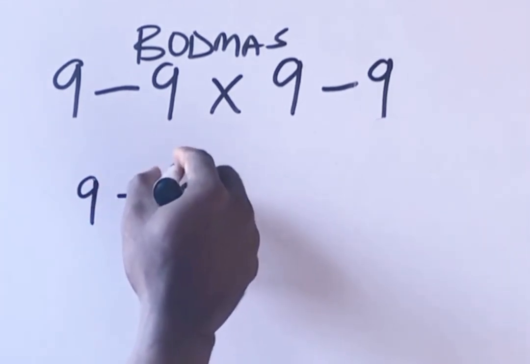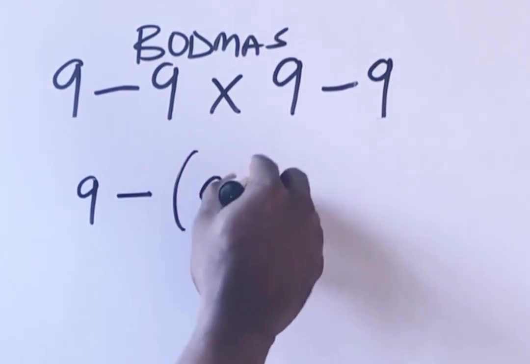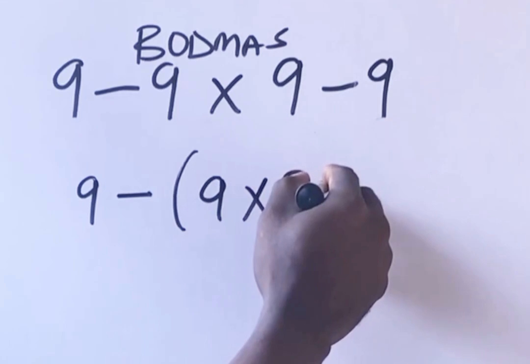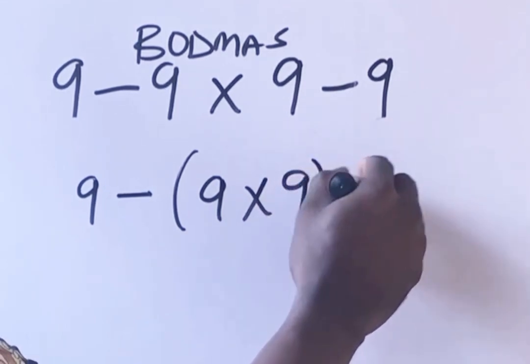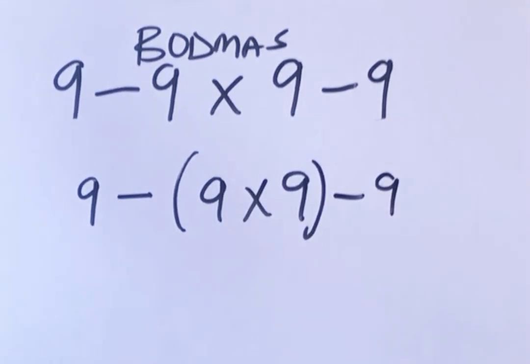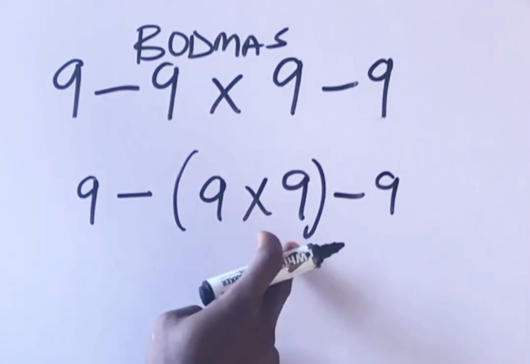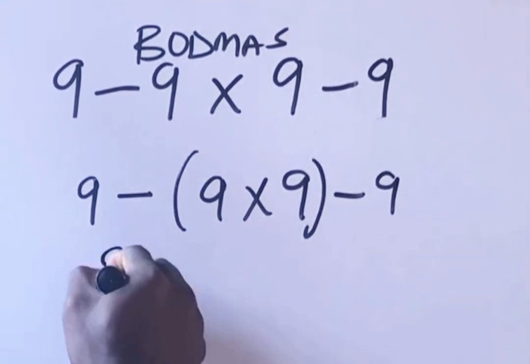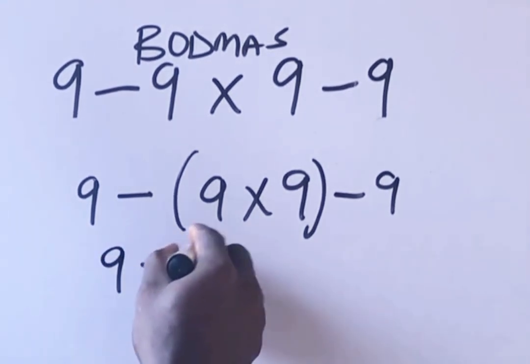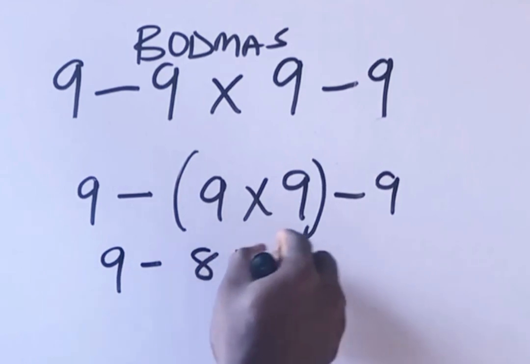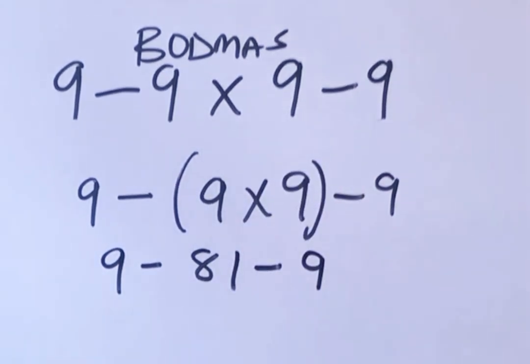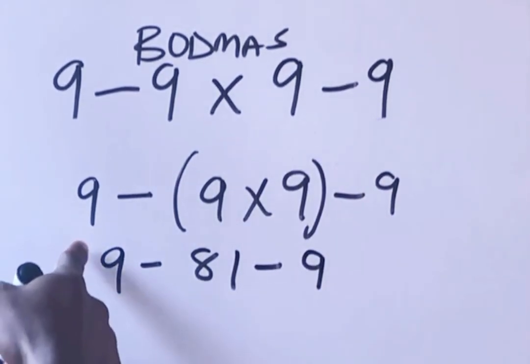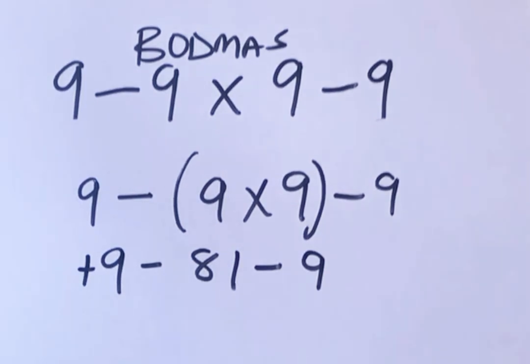9 minus 9 times 9 minus 9. 9 times 9 will give us what? 81. Here will be 9 minus 81 minus what? 9. Remember there's an invisible plus here.